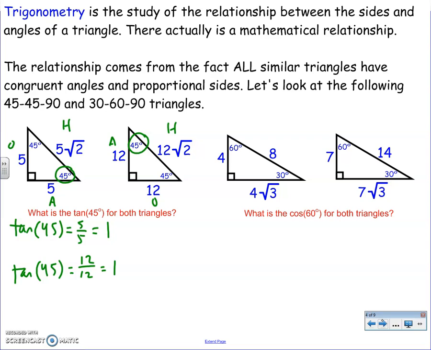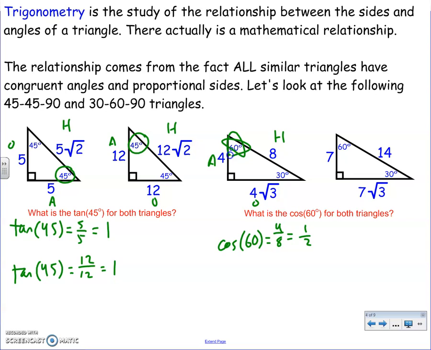Let's try a cosine of 60 degrees for both these 30, 60, 90 triangles. So we are at the 60 degree angle. I label HAO. The cosine of 60, remember cosine is CAH, A over H. So A is 4 over H is 8. 4 over 8 reduces to 1/2.